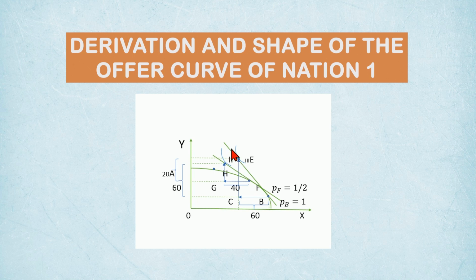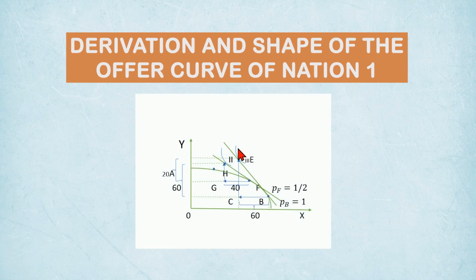And now your trading line is no longer PB. Now your trading line is PF. So you can now trade along this line. Whether there is welfare gain or not, that is not my concern at this moment. But I want to look at the balanced trade things. Now when the price line is PF, your consumption equilibrium takes place at point H here, where your community indifference curve 2 is tangent with the price line.